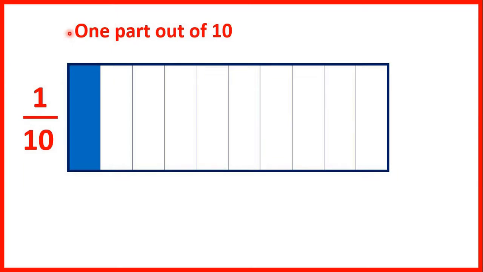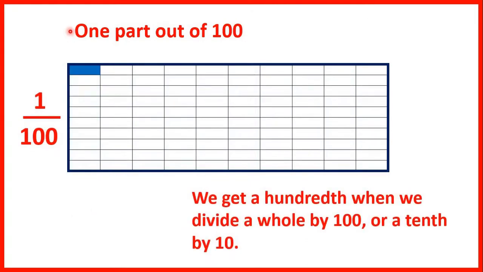If we have 1 part out of 10, we have 1/10, and that's written as a decimal 0.1, because the first digit after the decimal point is the 10ths digit. So on these place value counters, I've written 1/10, but I could have written 0.1, because 0.1 is the same as 1/10. Now, if we have 1 part out of 100, we have 1/100th.